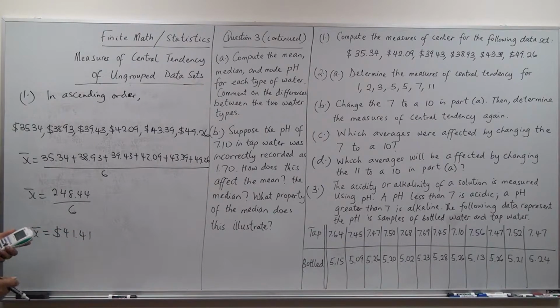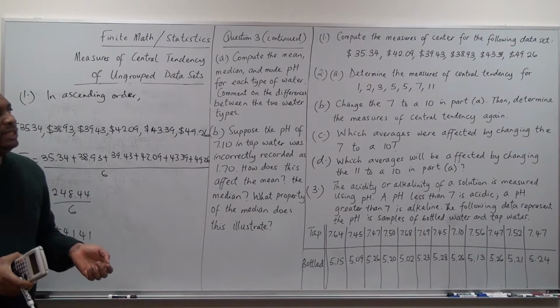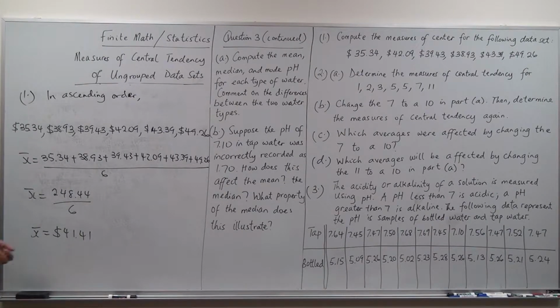And it gives me $41.41. We're not told to round to anything. If you're not told to round to a specific number of decimals, you might want to, because it's a dollar sign, because it's money. You round it to 2 decimal places, because it's money. $41.41. Okay?